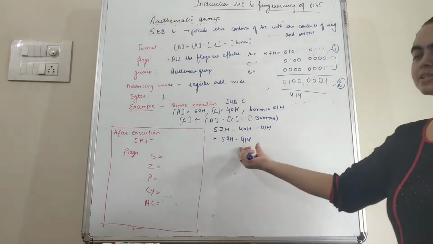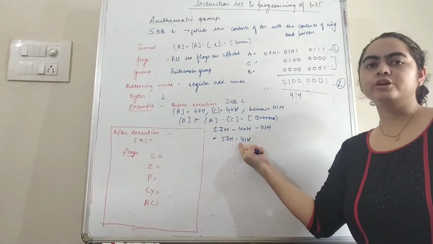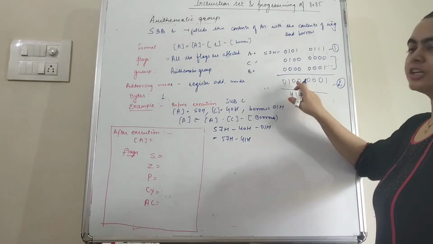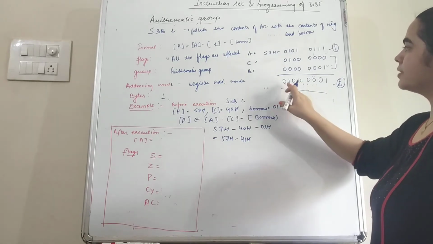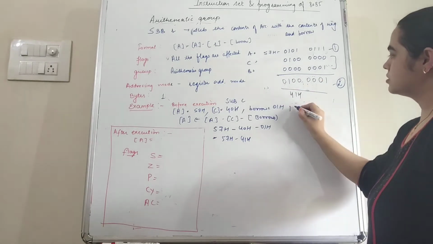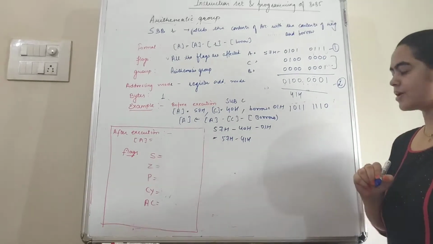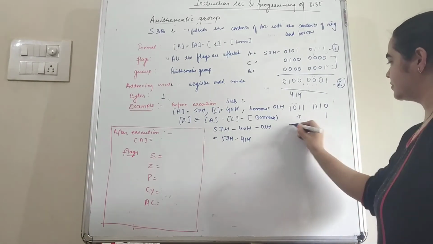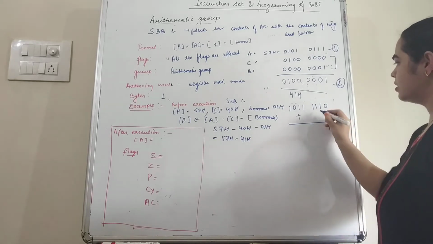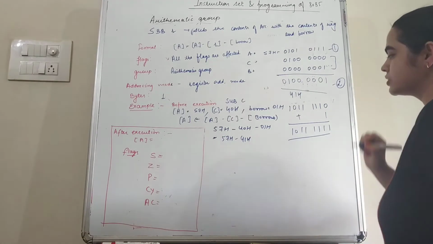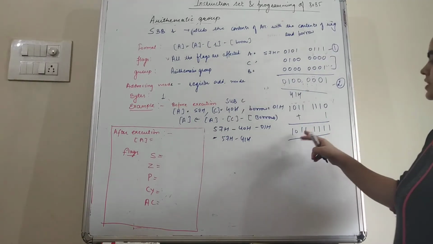Now students, this is the second number of which we are going to find the 2's complement. So for the 2's complement, initially we can find the 1's complement. So 1 0 1 1 1 1 1 0. This is the 1's complement. Then we can add 1. So 1 and 0 is 1, 1, 1, 1, 1, 1, 0 and 1. So this is the result.